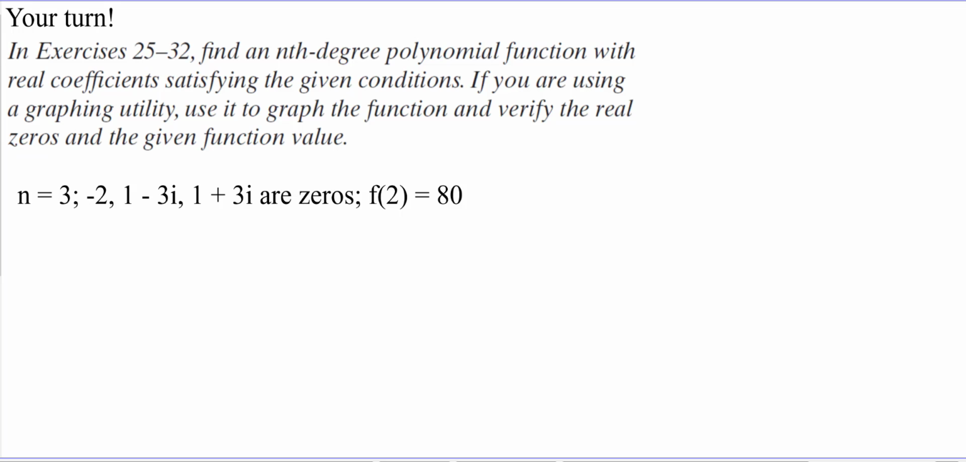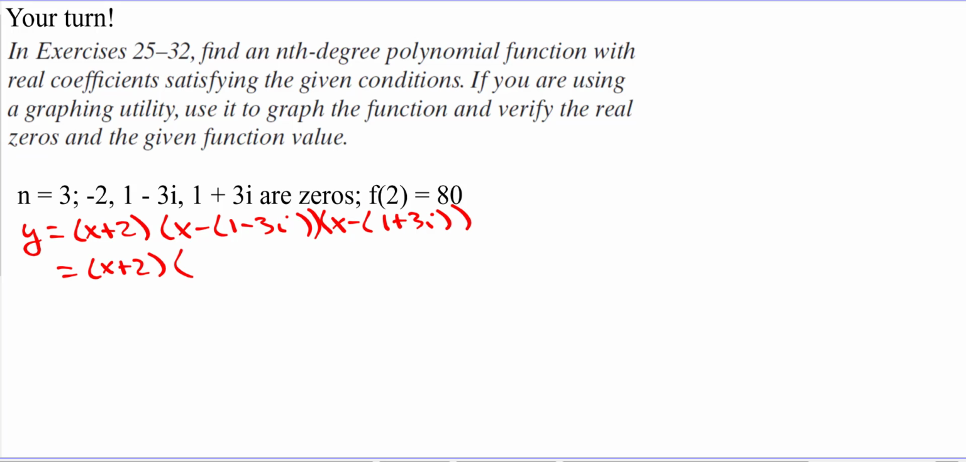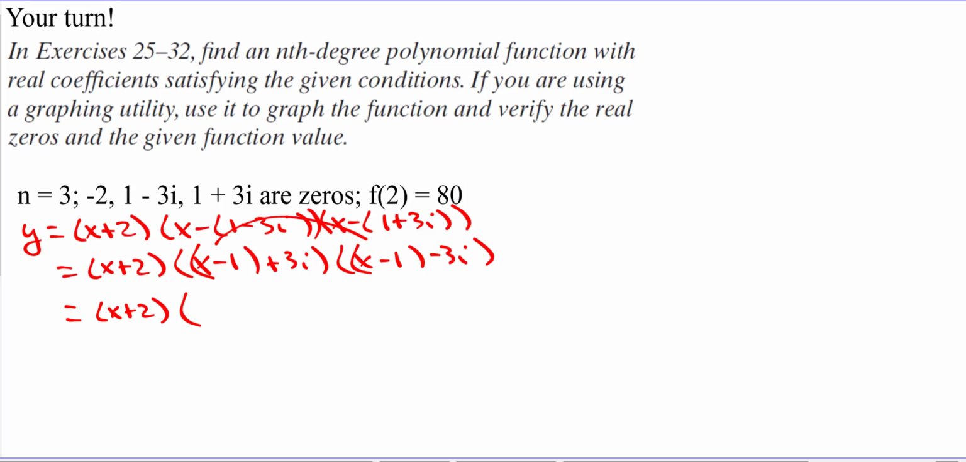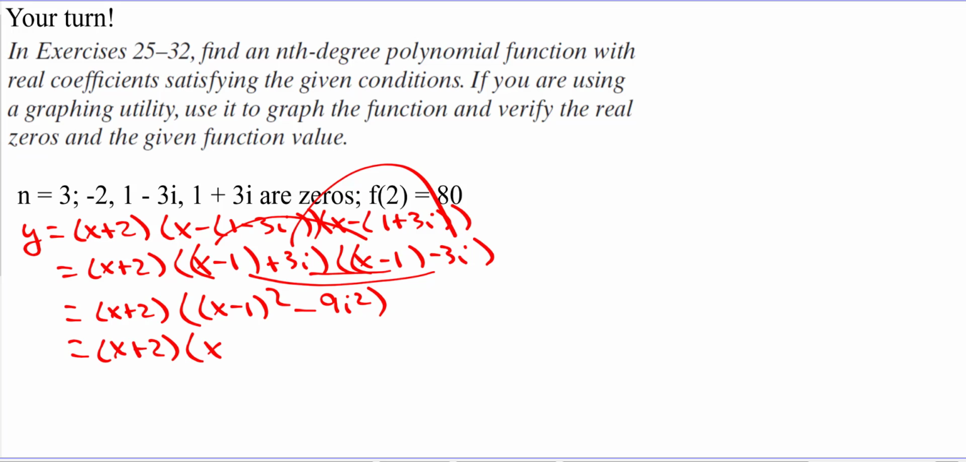Find an nth degree polynomial function with real coefficients satisfying the given conditions. We got it. So n equals 3. So y is equal to x plus 2, x minus 1 minus 3i, x minus 1 plus 3i, and that should be it. So let's bring this x plus 2 down with it. Let's regroup plus 3i. We're going to regroup again, minus 3i. We have x plus 2. First is x minus 1 squared. Outside and inside cancel each other out. And we have, again, minus 9i squared. So x plus 2 times x squared minus 2x plus 1 plus 9. x plus 2, x squared minus 2x plus 10.